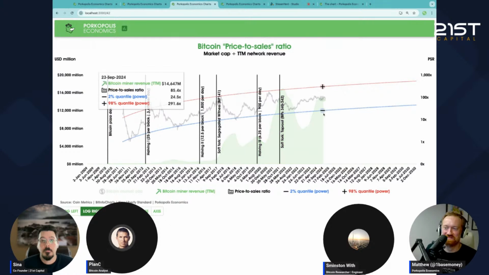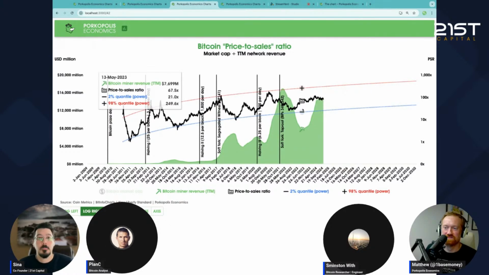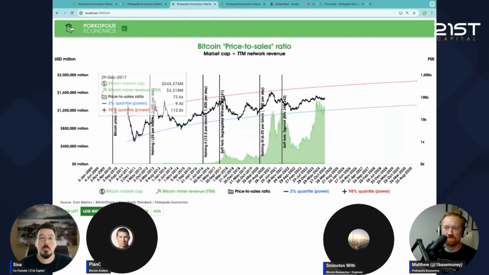Totally. Can you just quickly summarize, Matthew, before we move on? Can you quickly summarize exactly what this is showing? So this is the aggregate revenue of the miners versus the market cap? Correct.